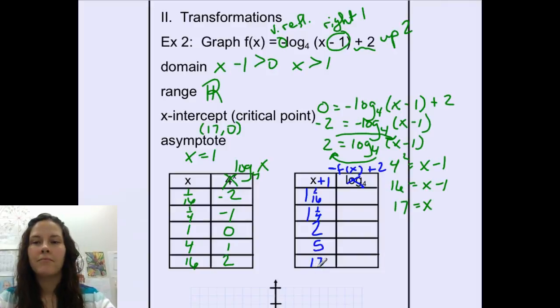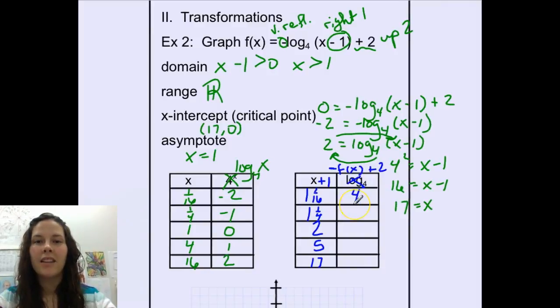So to get my y values, I'm going to take the y values that I got in my first chart, make them opposite, and add 2. So the opposite of negative 2 is 2, plus 2 is 4. The opposite of negative 1 is 1, plus 2 is 3. The opposite of 0 is 0, plus 2 is 2. The opposite of 1 is negative 1, plus 2 is 1. And the opposite of 2 is negative 2, plus 2 is 0.